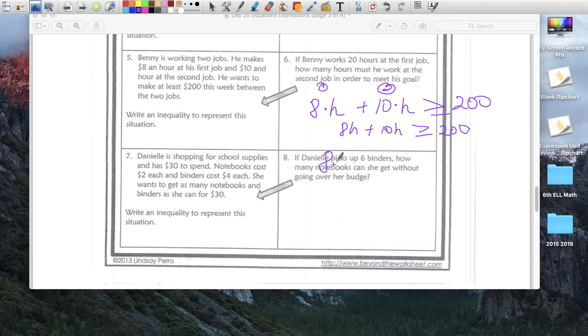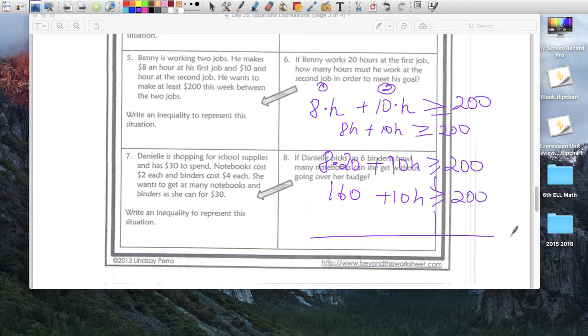So here we go. 8 times 20, in the first job, plus 10h greater or equal to 200. 8 times 20 is 160, plus 10h greater or equal to 200. So now I'm ready. I'm going to treat this like an equation. So I'm going to subtract 160 here, subtract 160 here.